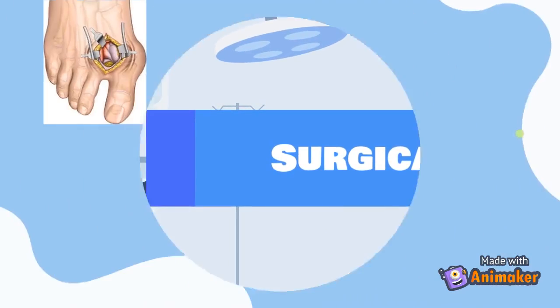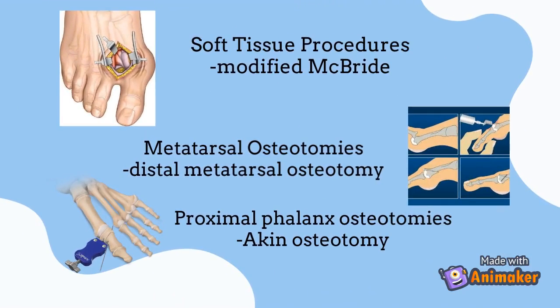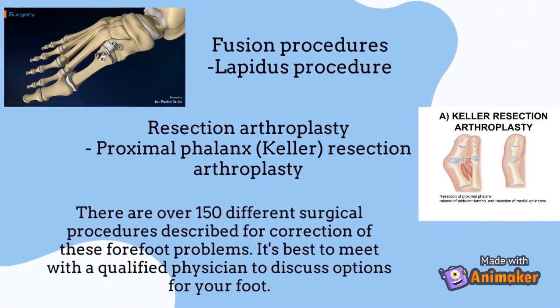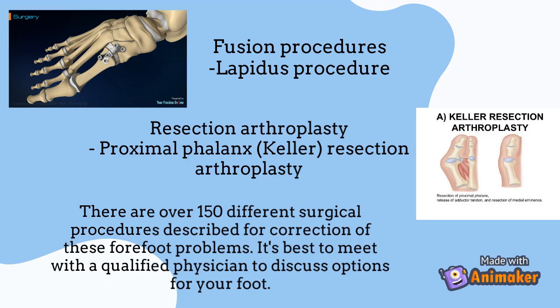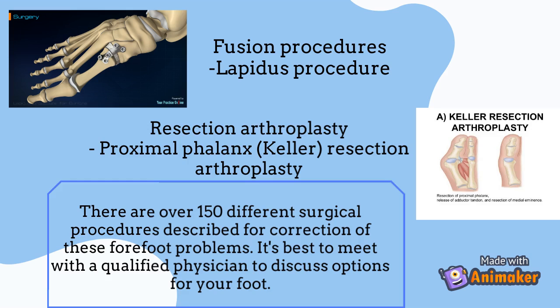Surgical. First, soft tissue procedure: use modified McBride. Second, metatarsal osteotomies: use distal metatarsal osteotomy. Third, proximal phalanx osteotomies: use Akin osteotomy. Fourth, fusion procedure: use Lapidus procedure. Fifth, resection arthroplasty: use proximal phalanx Keller resection arthroplasty.